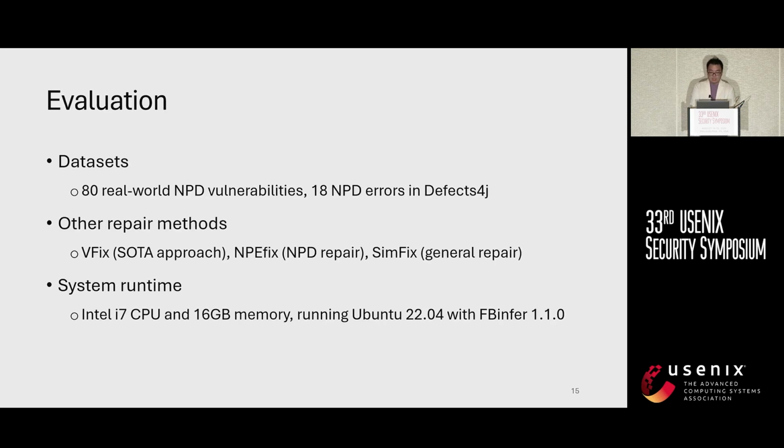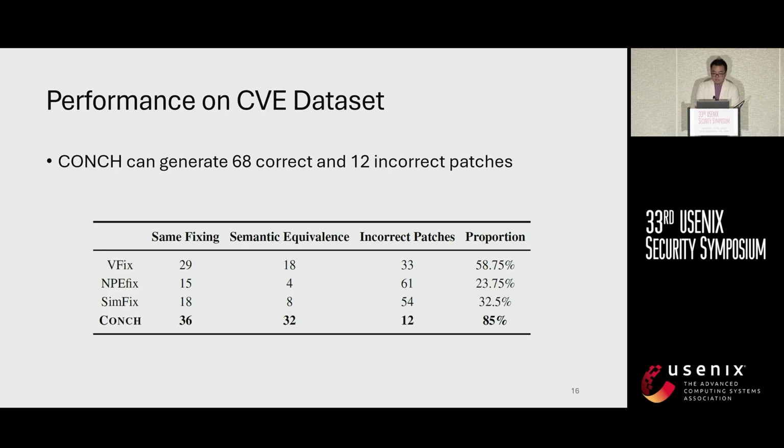We evaluate CONCH on 80 real-world NPD vulnerabilities and 18 NPD errors in the Defects4J benchmark. We conduct a comparison with SOTA approaches, including VFix as a SOTA approach and NPEFix as an NPD repair, and SIMFix as a general repair. All the experiments are conducted on a machine with an Intel i7 CPU and 16 GB memory running Ubuntu 22. When testing on the CVE dataset, CONCH can generate 68 correct patches and 12 incorrect patches, outperforming the SOTA approaches by over 26%.